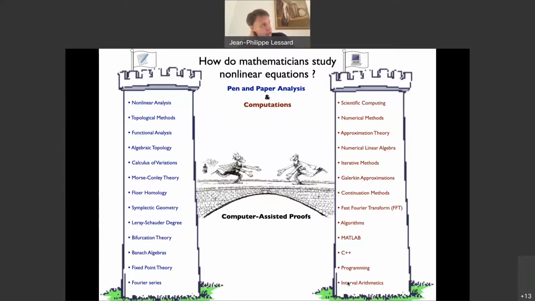So we really use the fact that we can compute with the tools from the right, and then after that we use the computations in a more theoretical sense, and we try to prove existence of true solutions close to the approximation, using the pen and paper analysis world. And more details to come. Okay, so basically that's where I stand in this world of how to study nonlinear equations: why not combine the strengths of both worlds?